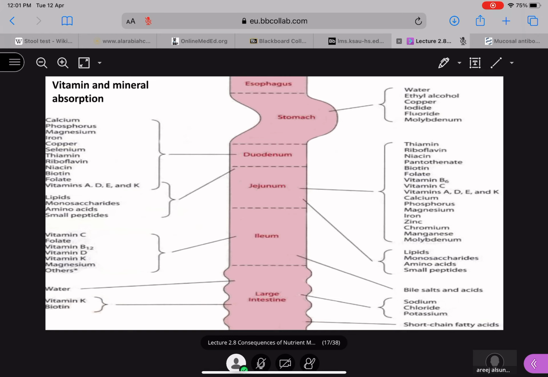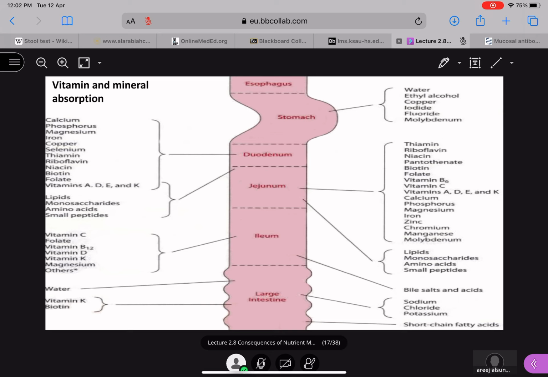We will move to the second part, which is vitamins and minerals. Again, as we said earlier, the main absorption happens in the small intestine. In the large colon, we have only vitamin K, which is produced by bacteria and absorbed there, and some electrolytes, because the main function of the colon is to reabsorb water and make the stool more formed. So sodium, chloride, and potassium will be absorbed in the large colon. But the minerals and vitamins are all absorbed in the small intestine, in different parts.